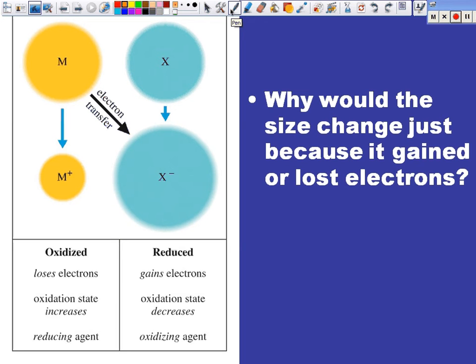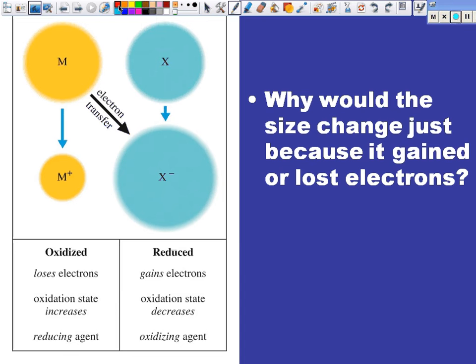I don't either. But here's the deal. I need you to understand, whenever something turns into a cation, it becomes smaller. And again, the reason why is because A, you're losing an orbital. It's dropping one of its shells because it's becoming more stable.